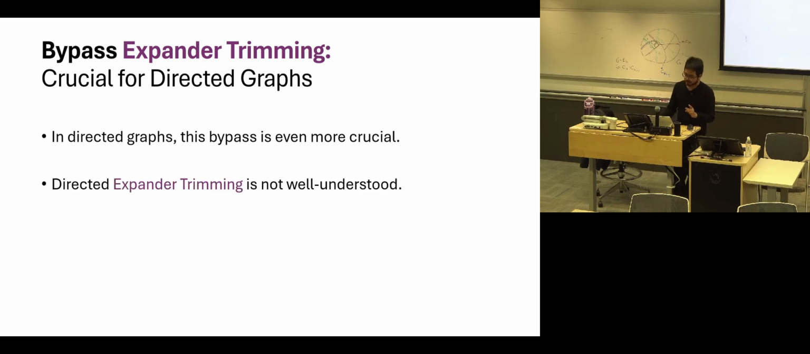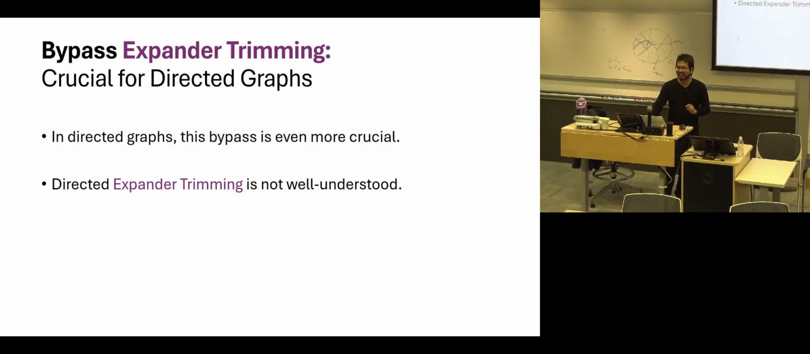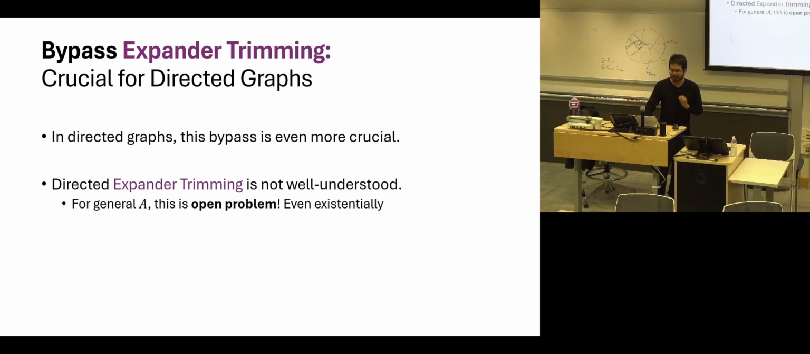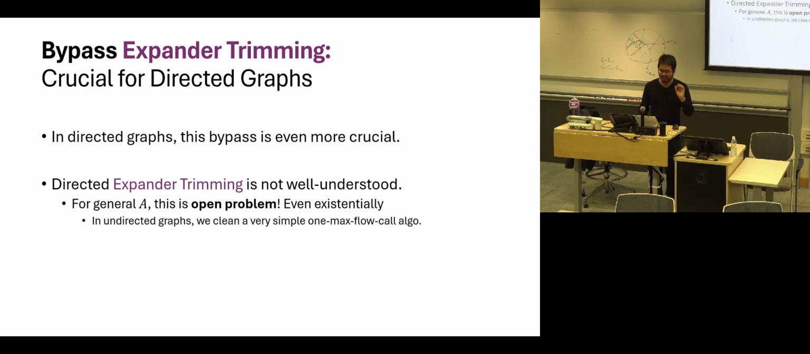Why? Because expander trimming in directed graphs is not really quite well understood. We don't have a good algorithm yet, actually. So for general node weighting A, I don't know how to do it, actually. Although in undirected graphs, you saw the algorithm that just makes one max flow call. Just do it from the boundary and then you're done.